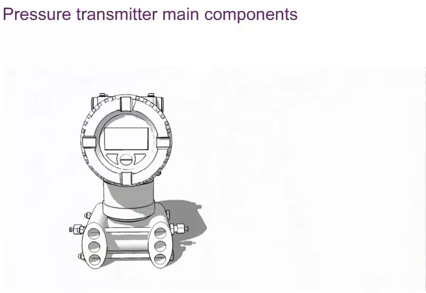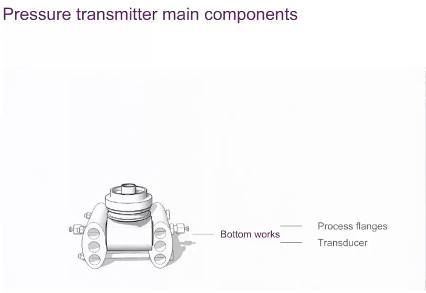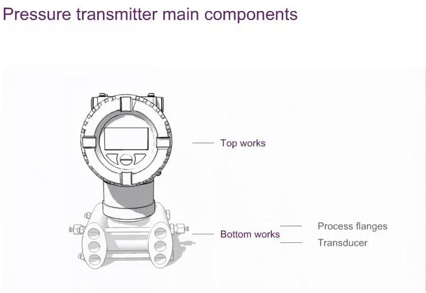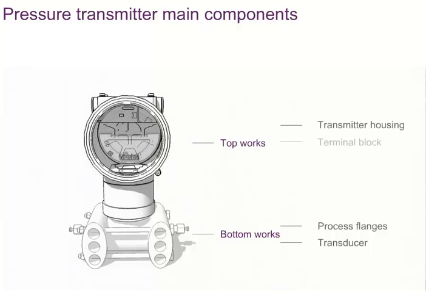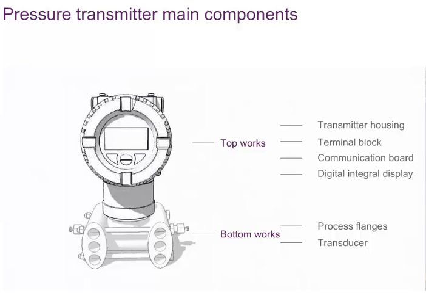As you can see, there are 2 main components, top works and bottom works. The bottom works is the most important part of the transmitter, since it's in contact with the process and includes the process flanges and the transducer. These parts can be manufactured in different materials according to application requirements. The top works features the transmitter housing, the terminal block, the communication board, and, if requested, the digital integral display.